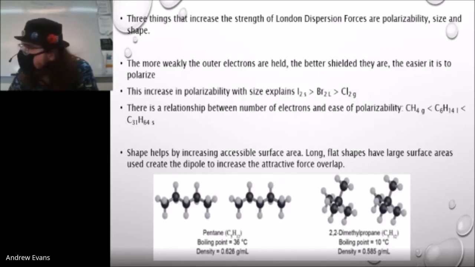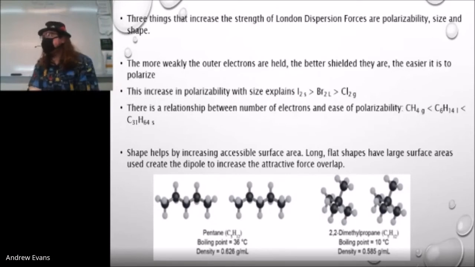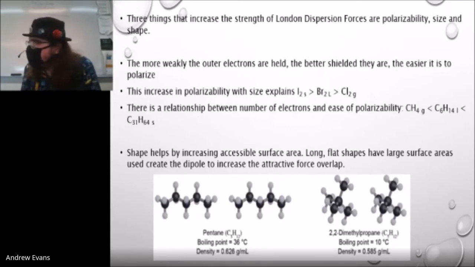So for example, methane: 1 carbon, 4 hydrogens, not a lot of electrons. That's a gas. Ethane, 2 carbons, 6 hydrogens. Propane, still kind of gassy, 3 carbons, 8 hydrogens. Butane, that's when you start to get the liquid form. That's 4 carbons, 10 hydrogens. And you keep going up: pentane, hexane, heptane, octane, nonane, decane. Heavier and heavier, you're getting more carbon atoms, more hydrogen atoms, more electrons, and it's easier for this attraction to happen. So it's liquid, and the boiling point keeps on going up and up because we have more London dispersion forces.